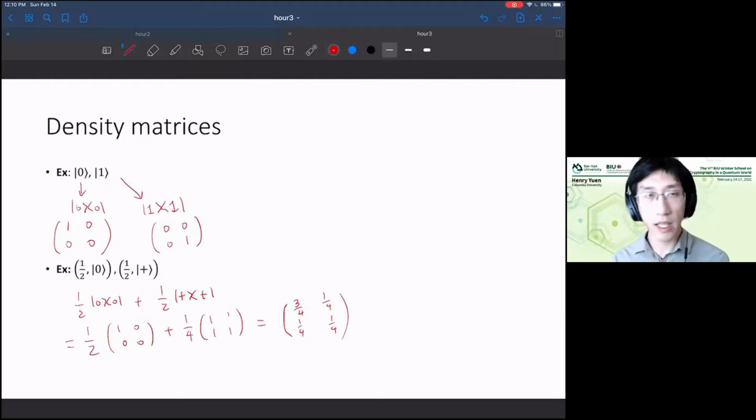So basically in this story where someone flips a coin and hands you one of these two states, the way to describe the physical state of the system that's handed to you from your point of view, because you don't know their coin flip, is this matrix.